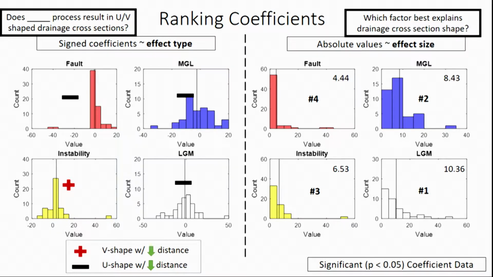So we can ask questions of these coefficients like, does a given process result in more U or V-shaped trends? We saw with the MGL and LGM that these were negative values. It was more associated with U-shapes nearby.